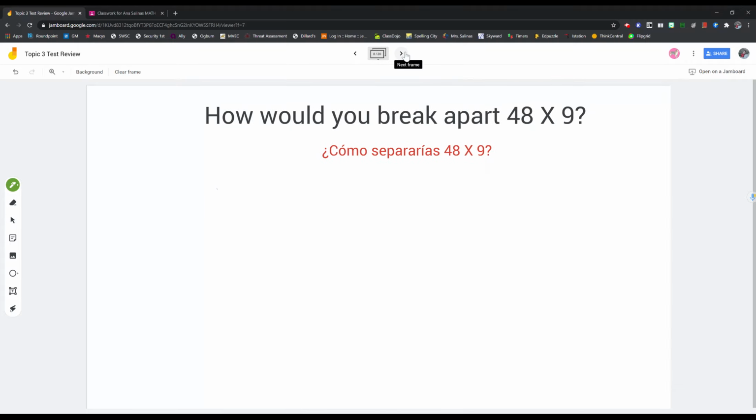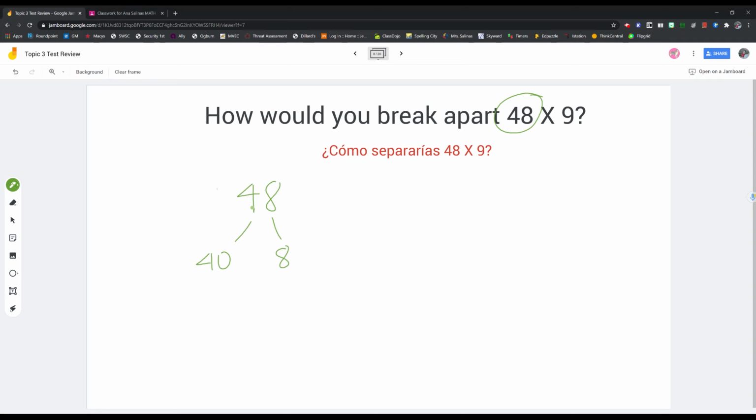How would you break apart 48 times 9? So we don't need to solve this. We just need to break it apart. We always break apart the largest number. 48 will be broken apart into 40 and 8.